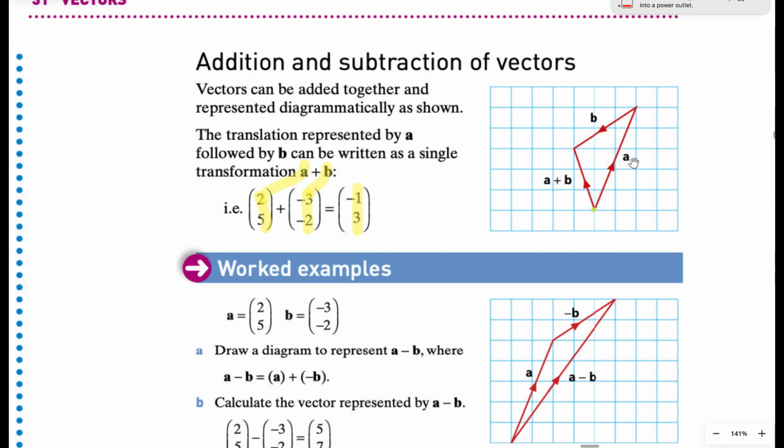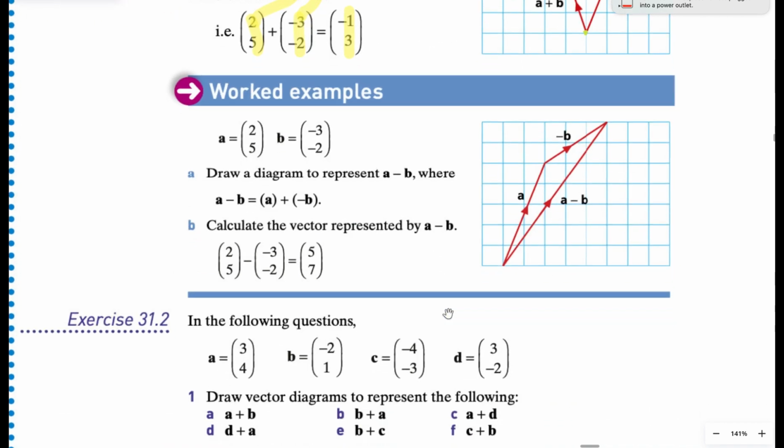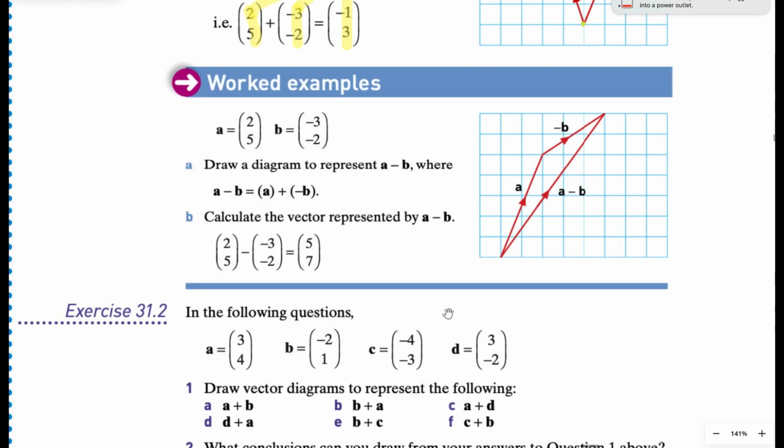Now we're going to go to the subtraction of vectors. The same numbers we're going to use. Let's say the same vector A is 2, 5. The value of the same vector A is 2, 5. So we draw that 2, 5 for vector A.